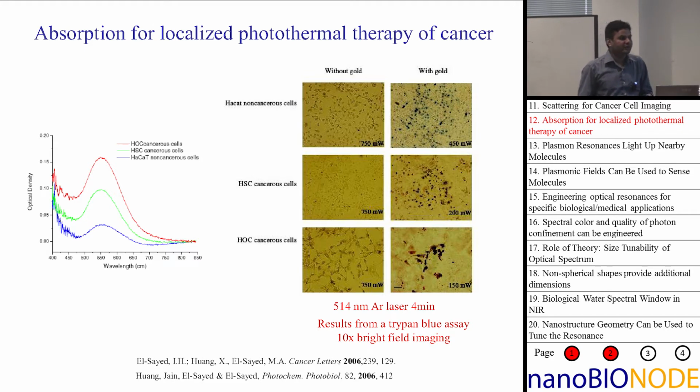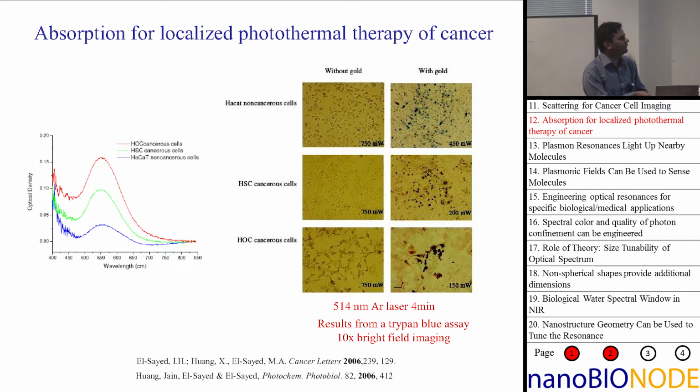And that's been used for a technique known as laser photothermal therapy, right? Where nanoparticles are selectively targeted to cancer cells, either through antibody targeting or in some cases through EPR, enhanced permeation, which I can talk to you about if you have a question. Basically, by using a laser beam that overlaps with the plasmon resonance of the particles, you can locally deliver heat. And so that's an example without gold and with gold. And if you notice, for cancer cells, you need much lower energies to destroy them.